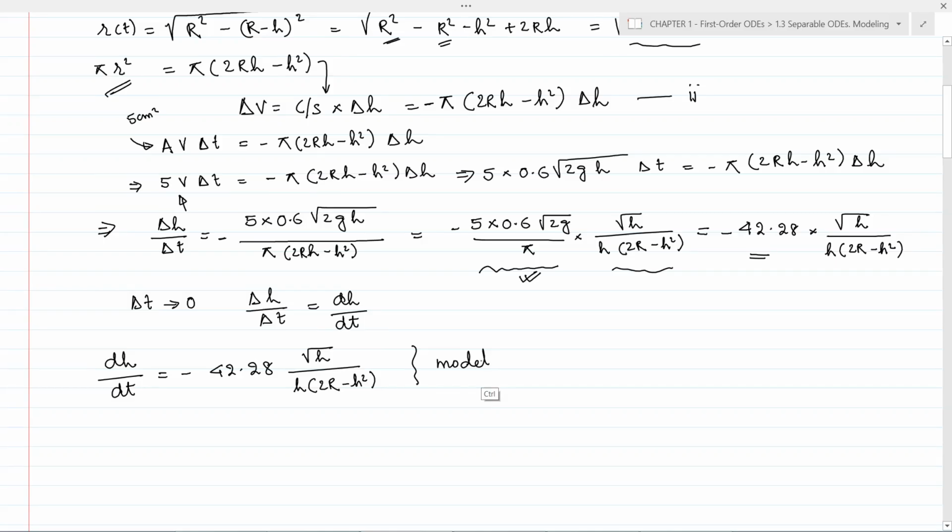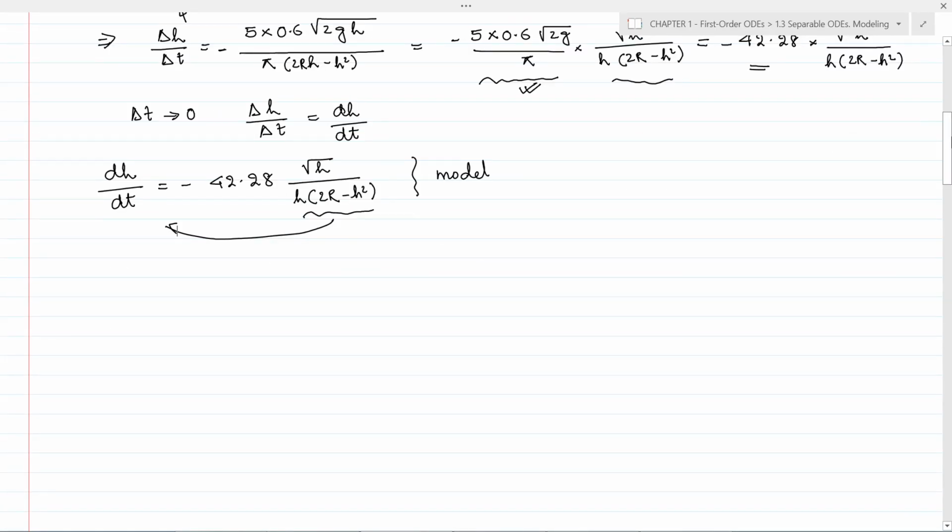Now, we can solve this differential equation to get h as a function of t. This is a separable differential equation because there are h terms here which we can take to the left side, and we can write this as h (2R minus h) squared by square root of h dh equal to minus 42.28 dt.